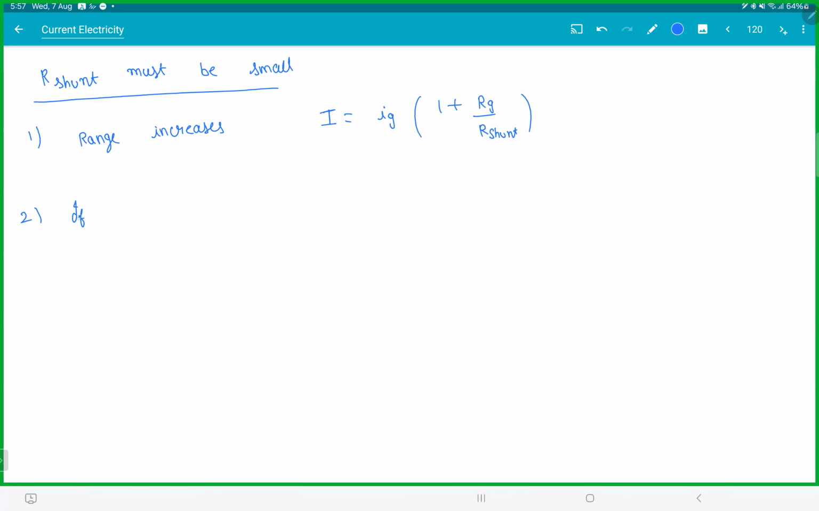Second, if R shunt is small, then maximum current flows through it. Because when you're in parallel, the smaller the resistance, the more current will flow. And because of that, Ig becomes small. And that is good for me. I don't want a big Ig. Because if the Ig, that is the current in the galvanometer, exceeds a certain value, it starts burning out. So the galvanometer is protected.